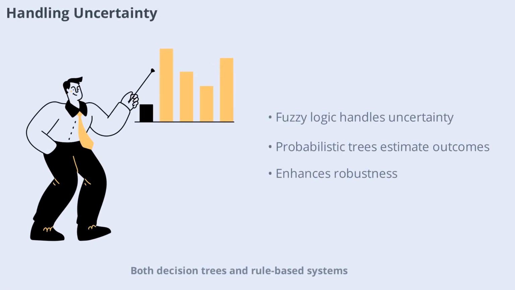Both decision trees and rule-based systems can struggle with uncertainty or incomplete information. Extensions like fuzzy logic or probabilistic rules can help address these challenges. For example, fuzzy logic allows rules to handle partial truths, while probabilistic decision trees can estimate the likelihood of different outcomes. These enhancements make the systems more robust in real-world scenarios.